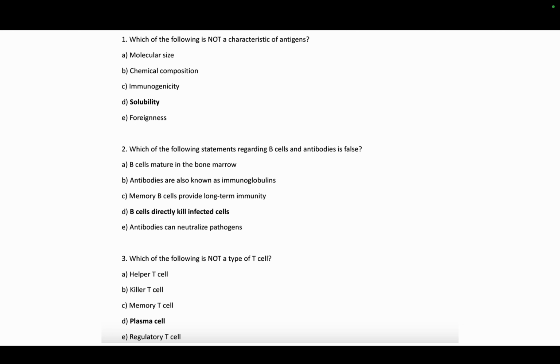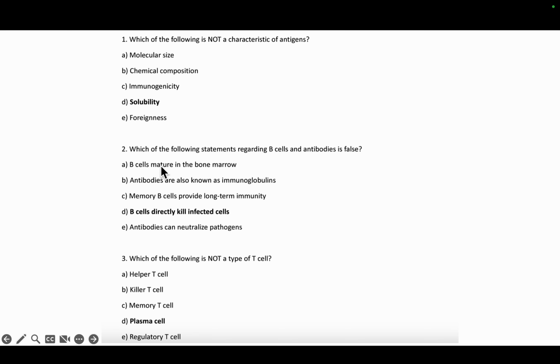So, we will start with discussing the assignment. The first question is, which of the following is not a characteristic of antigens? Option 1, molecular size. Option 2, chemical composition. Option 3, immunogenicity. Option 4, solubility. Option 5, foreignness. So the answer will be solubility.